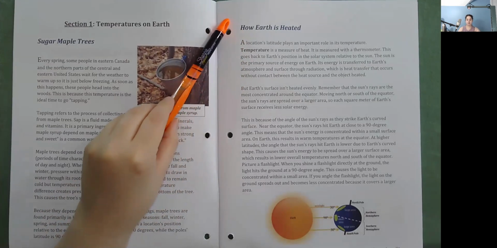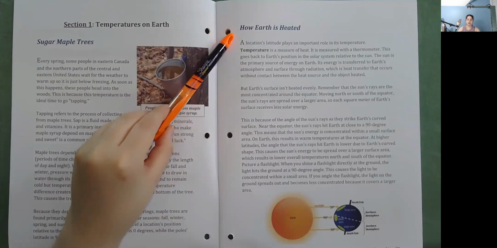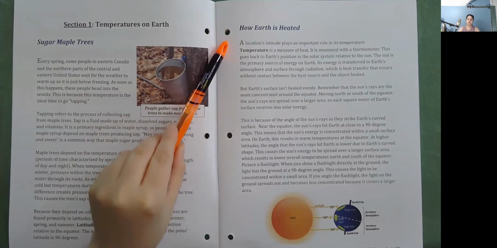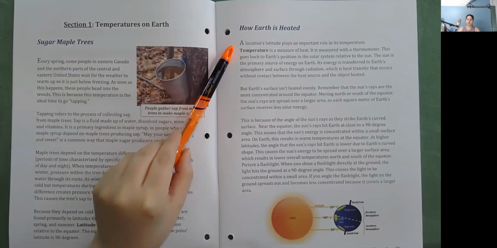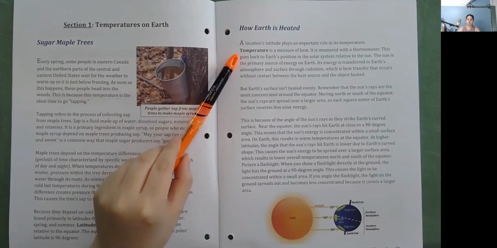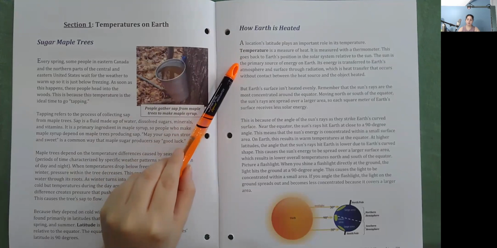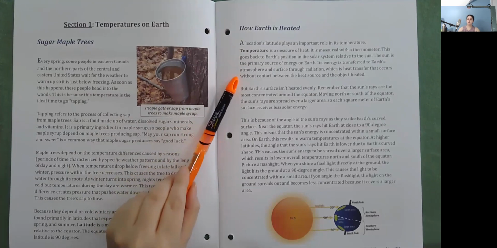How Earth is heated. A location's latitude plays an important role in its temperature. Temperature is a measure of heat. It is measured with a thermometer. This goes back to Earth's position in the solar system relative to the sun. The sun is the primary source of energy on Earth. Its energy is transferred to Earth's atmosphere and surfaces through radiation, which is heat transfer that occurs without contact between the heat source and the object heated.